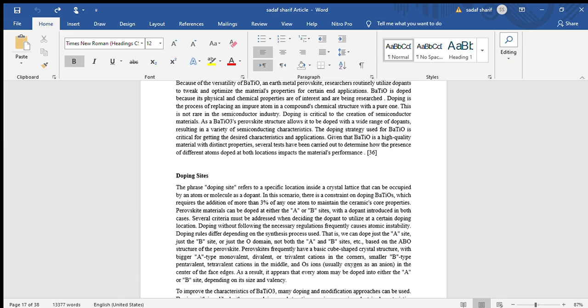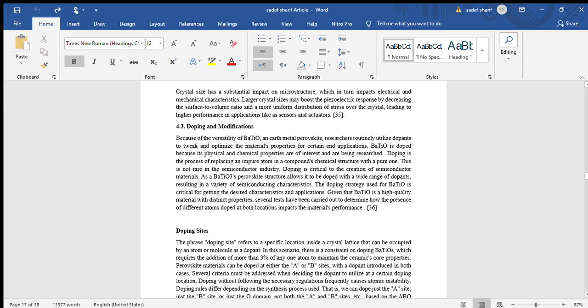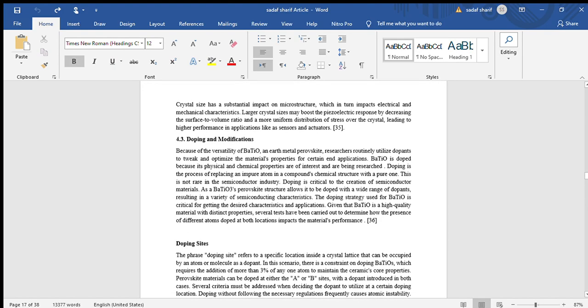And doping site: the phrase doping site refers to the specific location inside a crystal lattice that can be occupied by an atom or molecule such as dopants. What is the modification? Modification means changing or enhancing the material's properties, usually the physical properties of the material, such as changing its shape, structure, or composition to improve its performance in sensors or other applications.